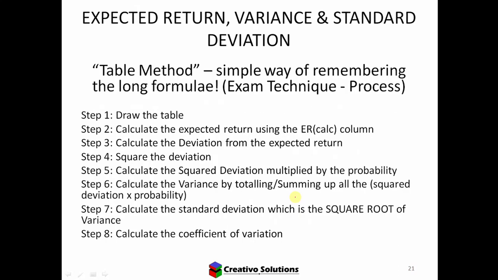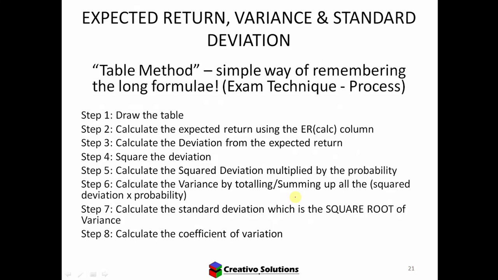So let's see how we actually use this table method. It's a very simple way of remembering very long equations. All you have to do is draw the right table and then follow all the steps. You have 8 steps in total. We're going to go through each of these steps to show you how to calculate the different measures: the standard deviation, the variance, as well as the coefficient of variation.